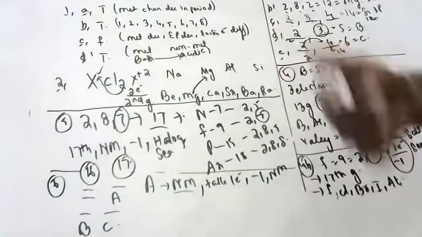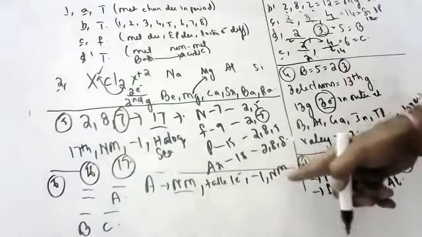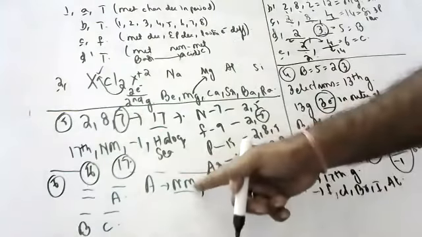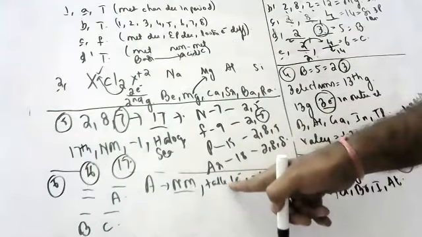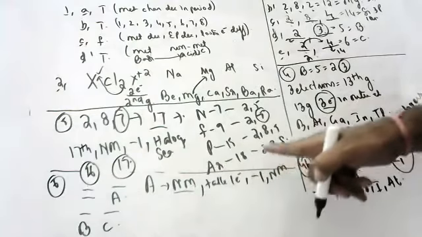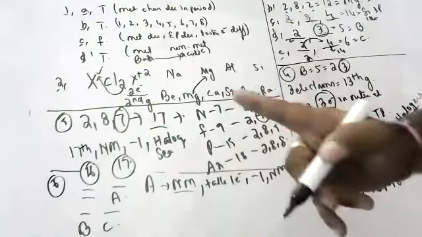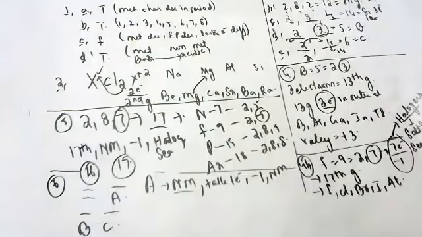This you should write one below each other in the exam. Not like this. Because I don't have place, I am writing like this. You should write non-metal. It takes one electron to attain stability. Valency is -1. As they take electrons, it is a non-metal.